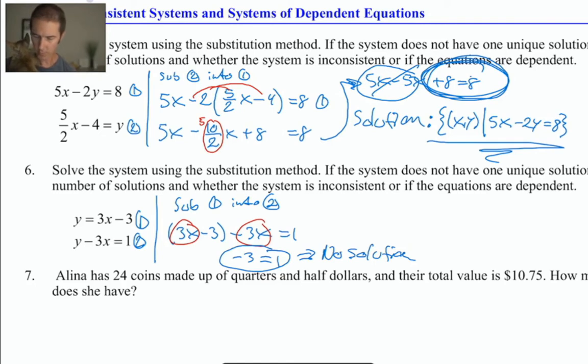So this one's got no solution. Got to watch out for indicators like that. Negative 3 equals 1, or 1 equals 0, something like that.